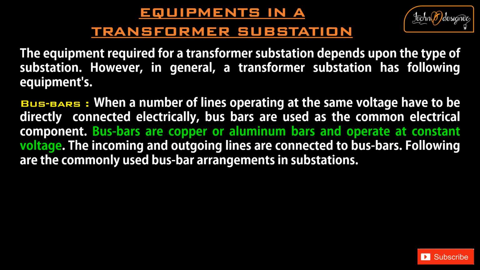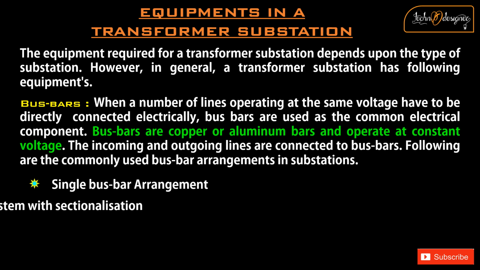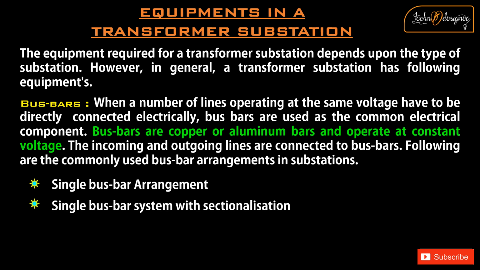Bus bars are copper or aluminum bars and operate at constant voltage. The incoming and outgoing lines are connected to bus bars. The following are the commonly used bus bar arrangements in substations: single bus bar arrangement, single bus bar system with sectionalization, double bus bar arrangement.